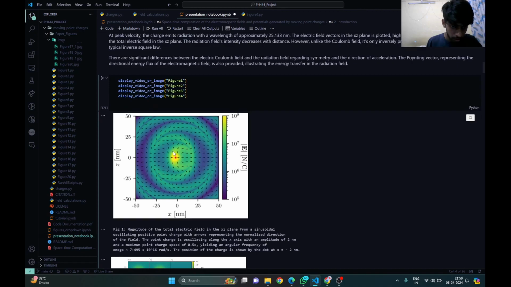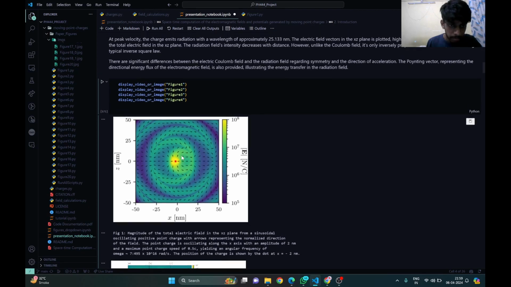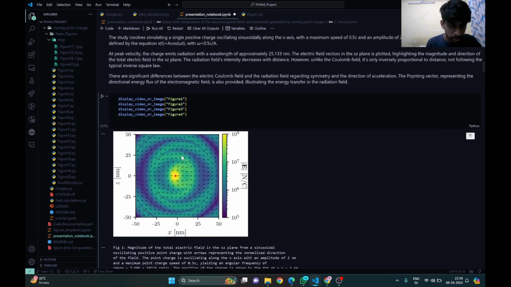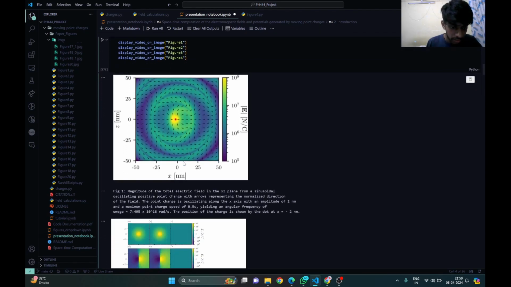This is one of the snapshots in time when the charge was situated at the origin. We can see that the yellow regions denote higher electric fields, while the blue regions denote lower electric fields, and the arrows give the direction of the electric field. We do not have any EY fields in the XZ plane due to the charge only staying on the x-axis the whole time. So this is the first figure.